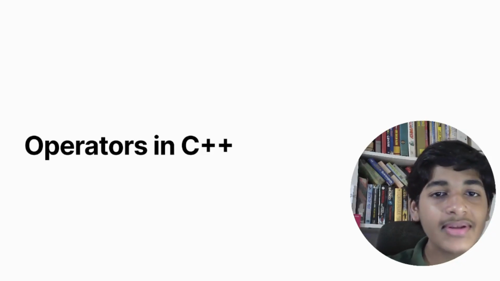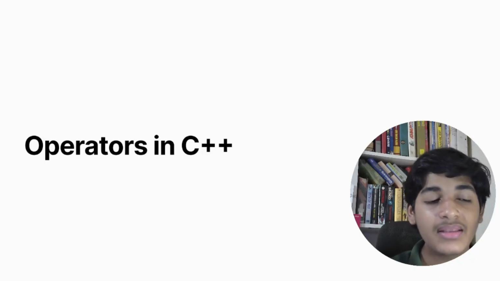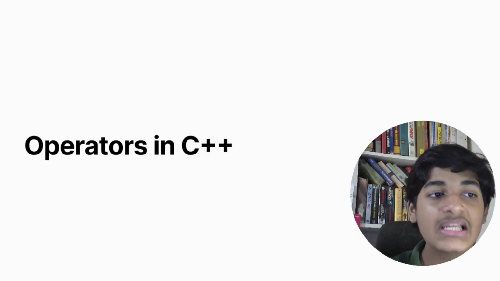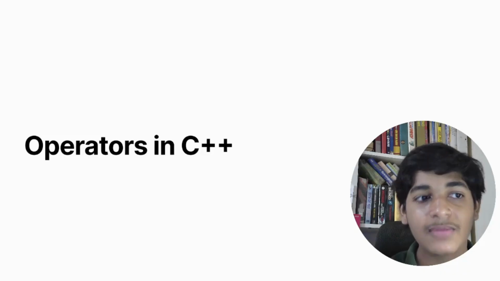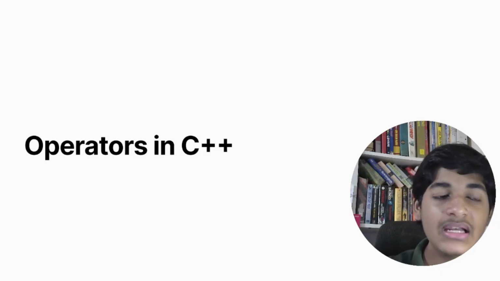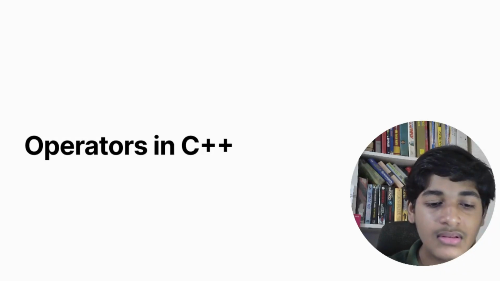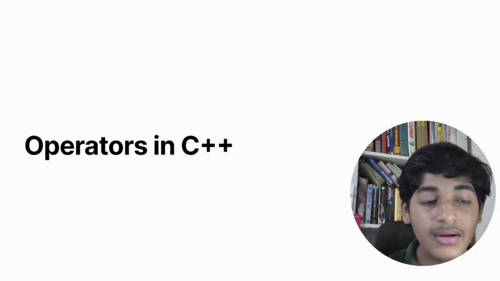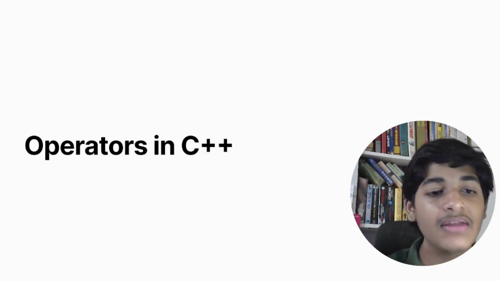First of all, let's start with arithmetic operators. Arithmetic operators are operators which are used to perform arithmetic operations such as addition, subtraction, multiplication, and division. The main arithmetic operators are plus, minus, multiplication symbol, and division symbol.